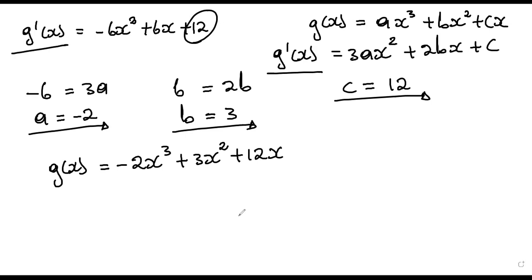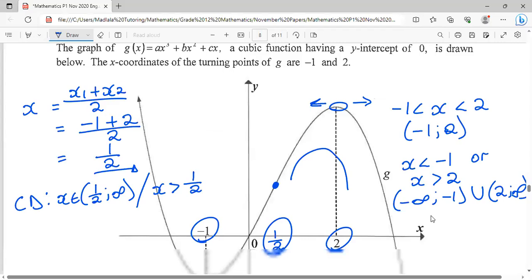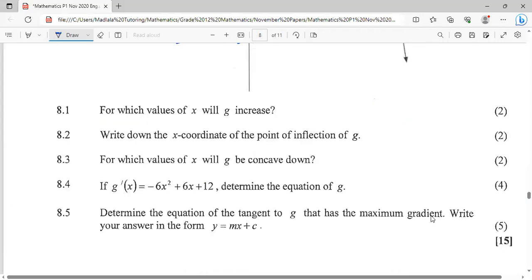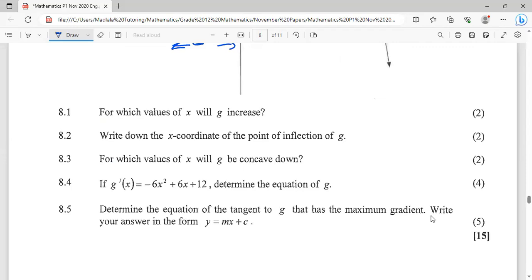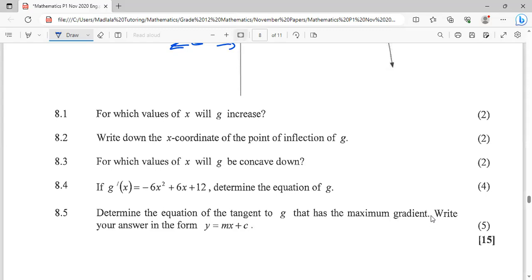Now, let's look at the last question, the most interesting one. And this paper holds a very special place in my heart because it was actually written by myself 3 years ago. Not bad. So 8.5 says, determine the equation of the tangent to this function that has a maximum gradient. Think of that. So we don't know what is the value of the gradient, but we know it's a maximum. So meaning we are maximizing the gradient in this question.